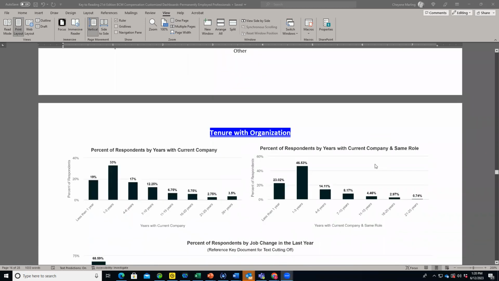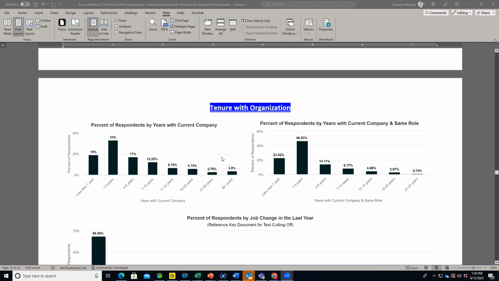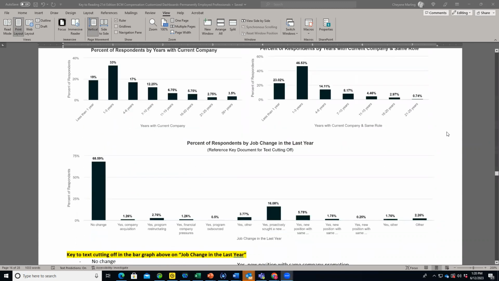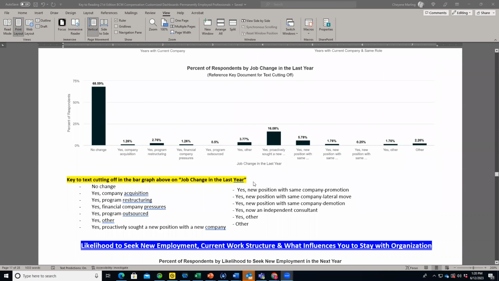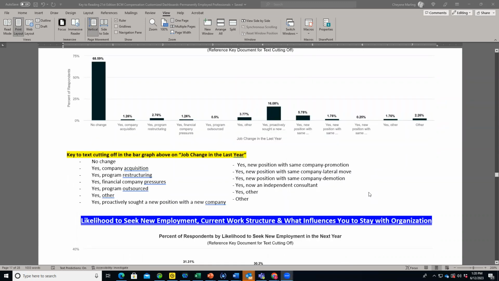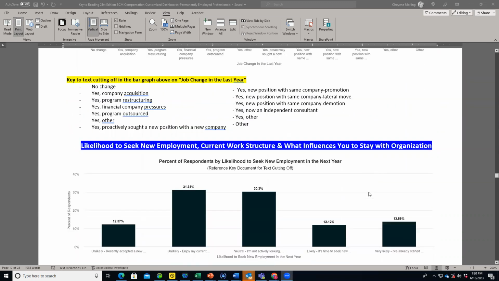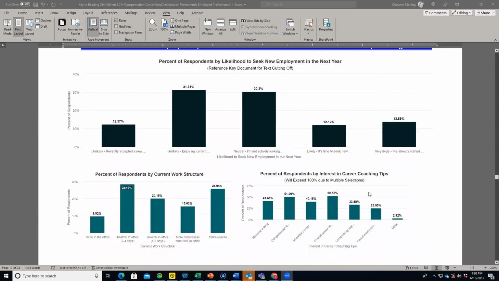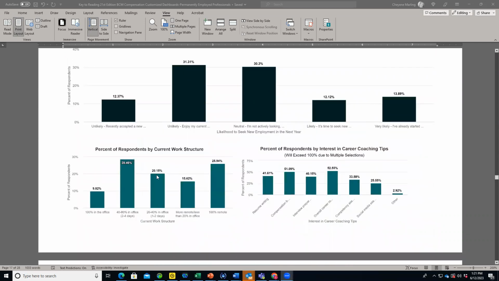Then we get tenure with organization, so years of experience with a current company, years of experience with current company and same role, and then percent of respondents who changed jobs in the last year. And so this is, again, the text that was cutting off. Likelihood to seek new employment in the new year. And then also by work structure. So how hybrid are you? Are you in the office or 100% remote?